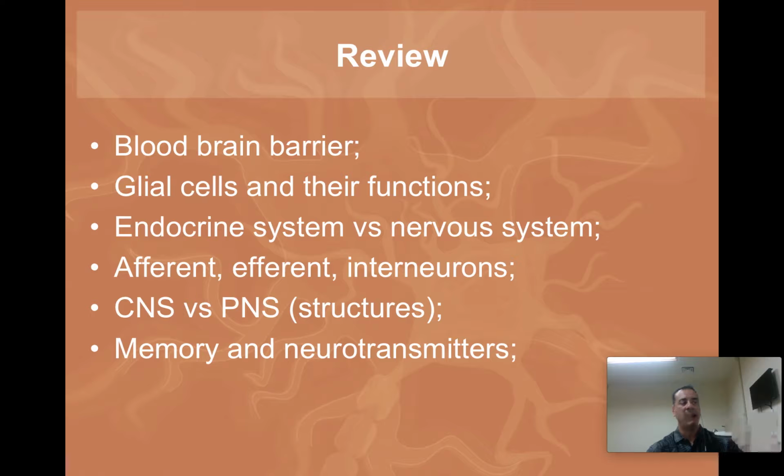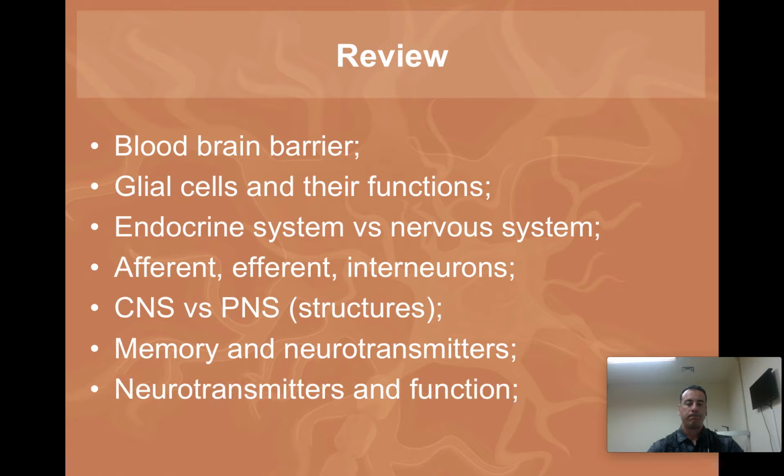So memory, we have long-term versus short-term memory. We have different neurotransmitters like dopamine, acetylcholine, substance P, nicotine, NMDA, and all the other fun stuff that make up those neurotransmitters that we use for memory. So be sure you know long-term versus short-term. And there you go, neurotransmitters and their functions.